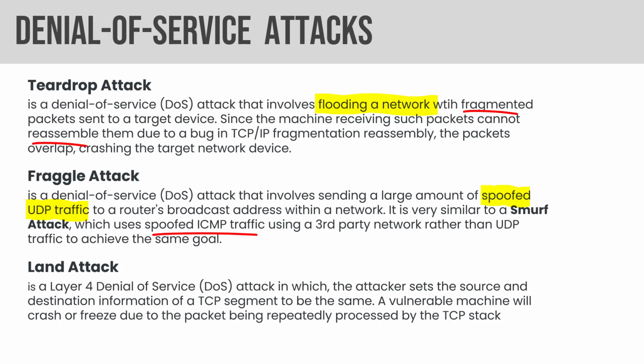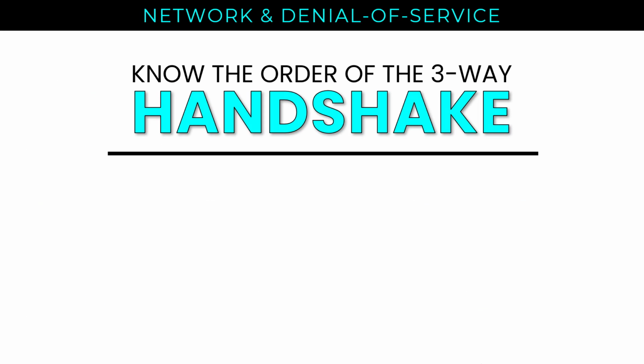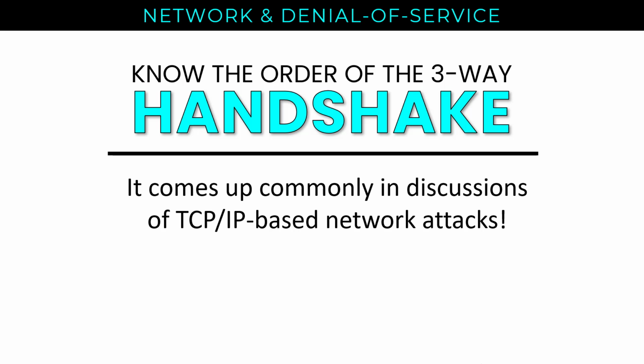And then there's the land attack, which is a layer 4 DoS attack where the attacker sets the source and destination info in a TCP segment to be the same. Any vulnerable machine is going to crash or freeze due to the packet being repeatedly processed by the TCP stack. The target system is repeatedly processing that packet because the TCP segment has the same address for source and destination. Now let's talk about that TCP three-way handshake that I mentioned, which comes up commonly in TCP/IP-based network attacks.